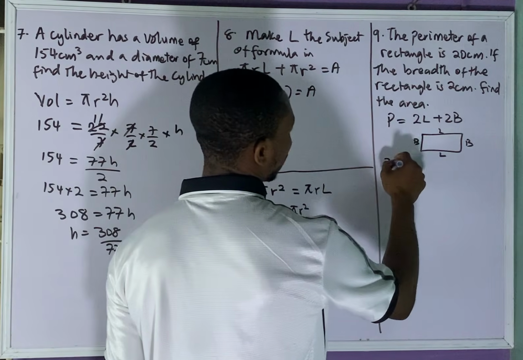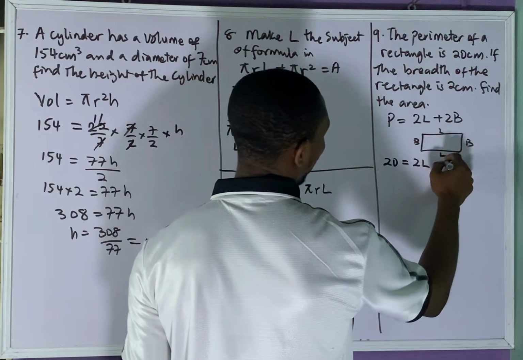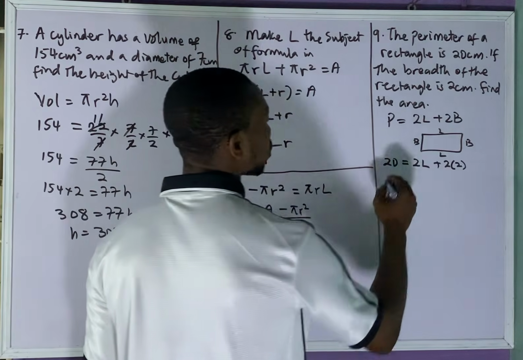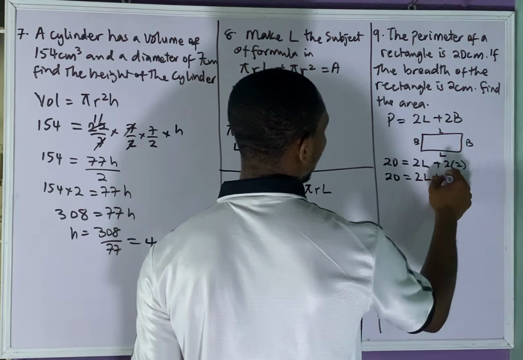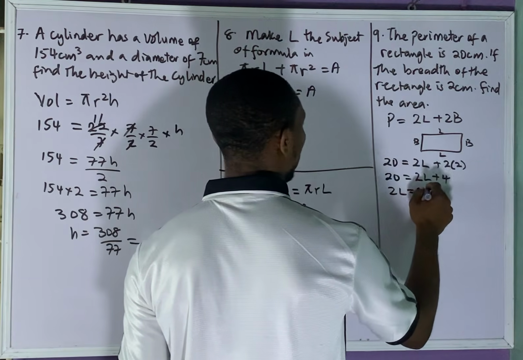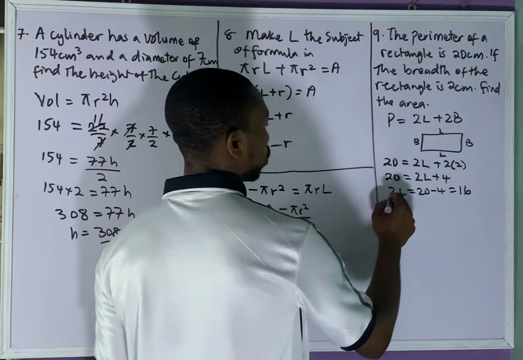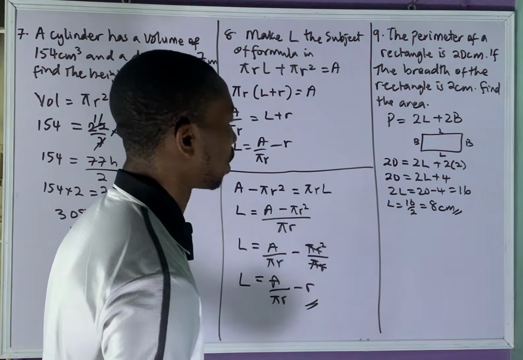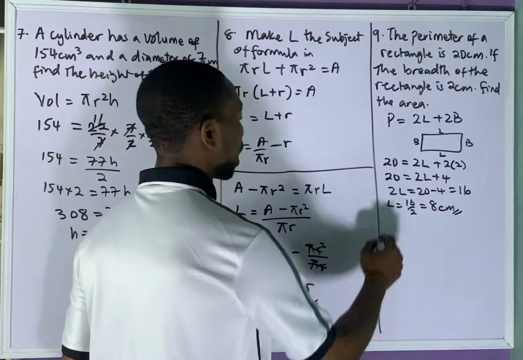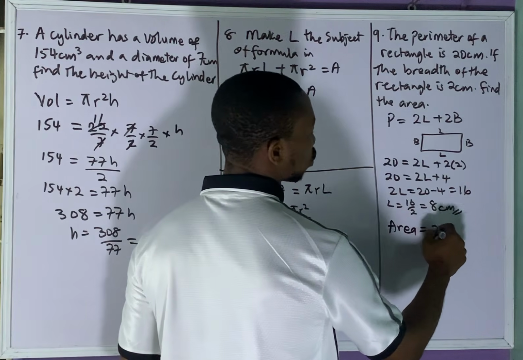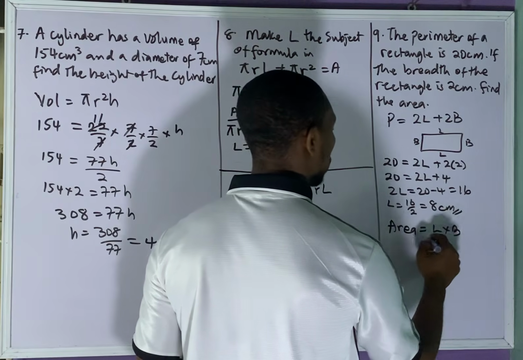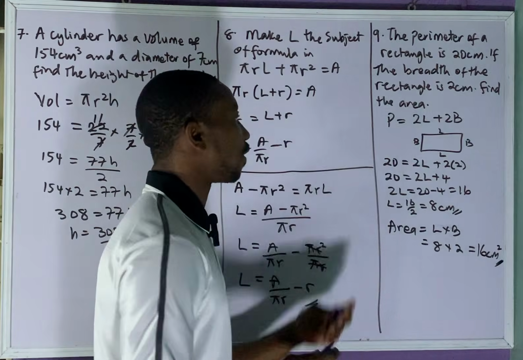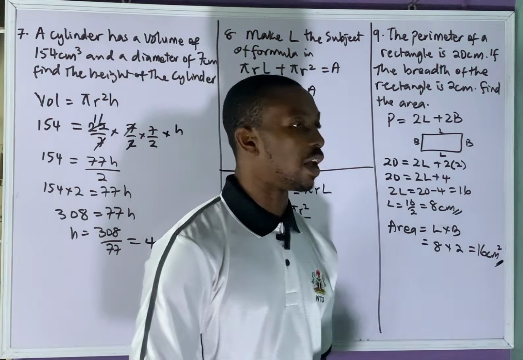In this case, we are told that the perimeter is 20. We do not know what our length is, plus 2 times 2, which is our breadth. 2 times 2 is 4. So this gives us 20 equals 2L plus 4. So 2L will be 20 minus 4, which is 16. So L equals 16 over 2, which is 8 centimeters. Now, knowing that our length is 8 centimeters and area equals length times breadth, that will become 8 times 2, which is 16 cm squared. So the area of our rectangle will be 16 cm squared.